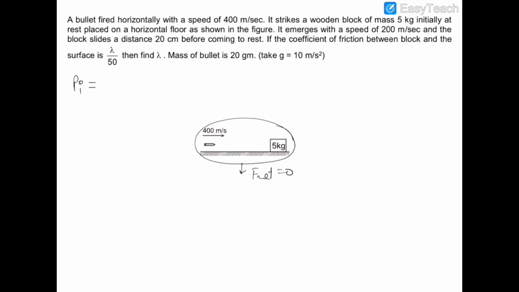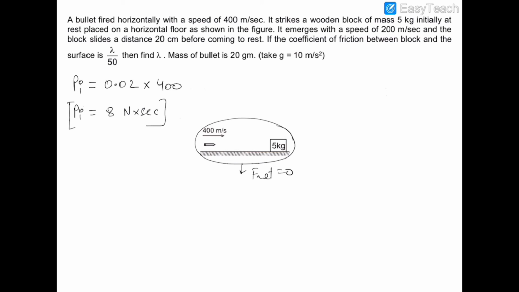and the bullet is having a mass of 20 grams, so that would be equal to 0.02. So this is 20 grams and it is being multiplied with 400, which is the velocity of the bullet. So this is equal to 8, and the unit of the momentum is Newton into second.